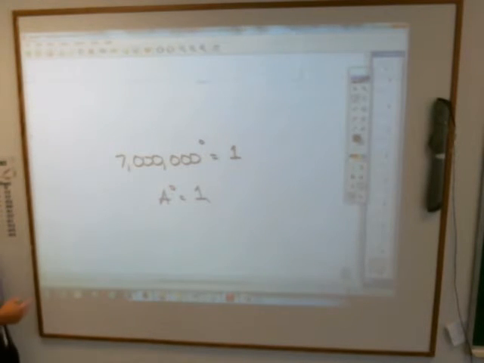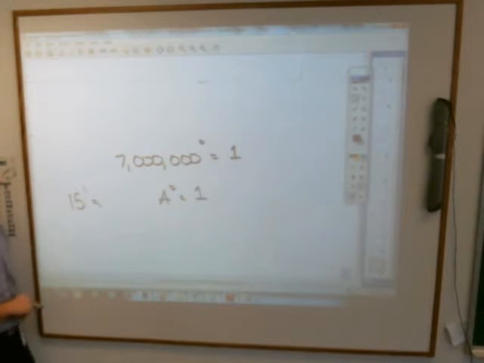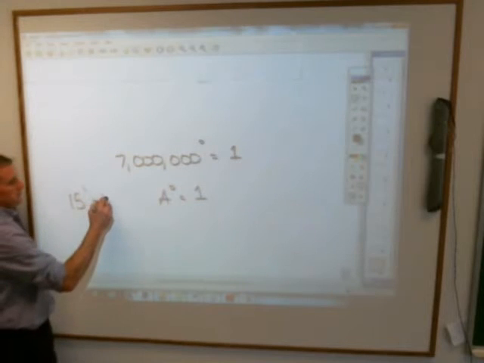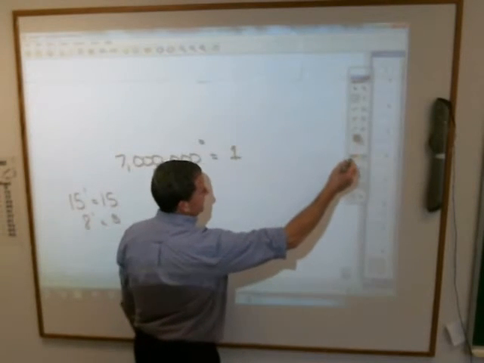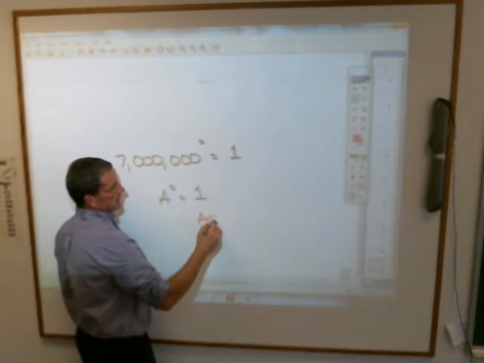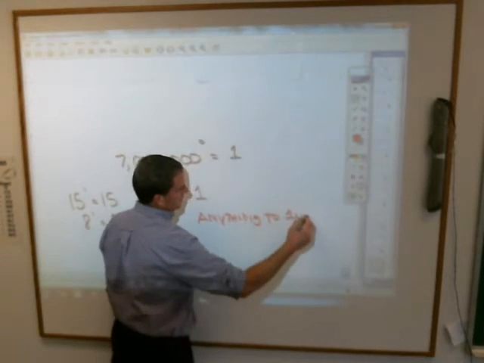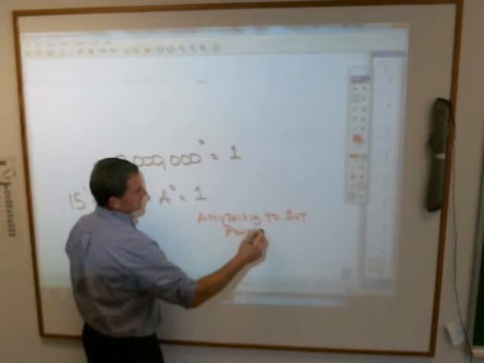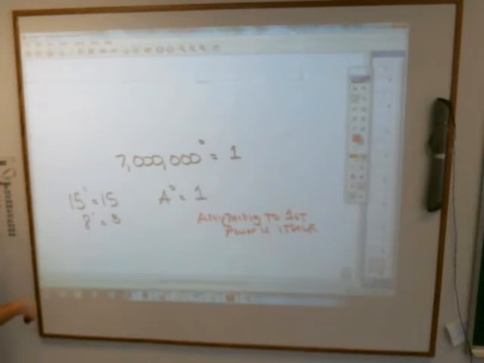Now, what about anything to the 1st power? What do you suppose 15 to the 1st power is? Freya says 15. 8 to the 1st power is 8. Anything to the 1st power is itself. Anything to the 0 power is always 1, anything to the 1st power is always itself. Mesmerized and flabbergasted, that is exactly what I would say this class is.